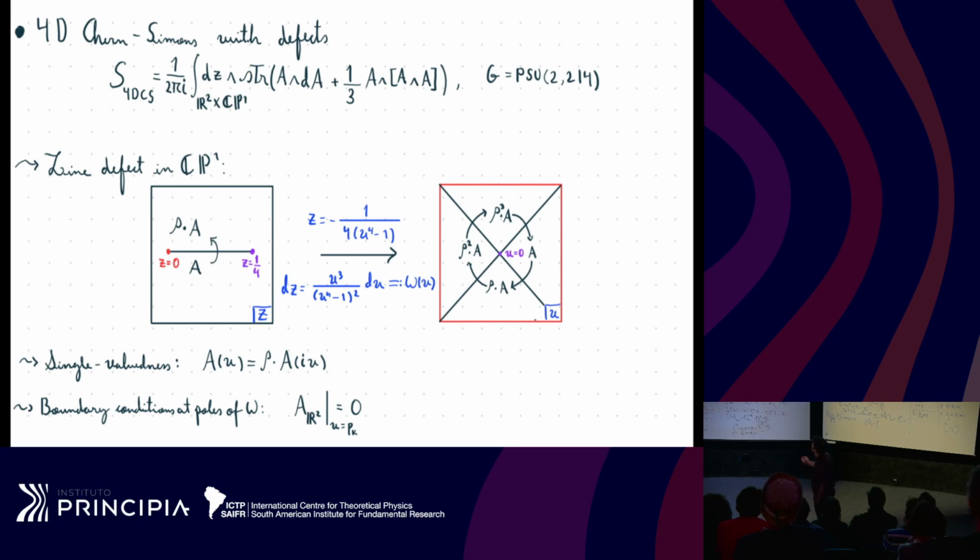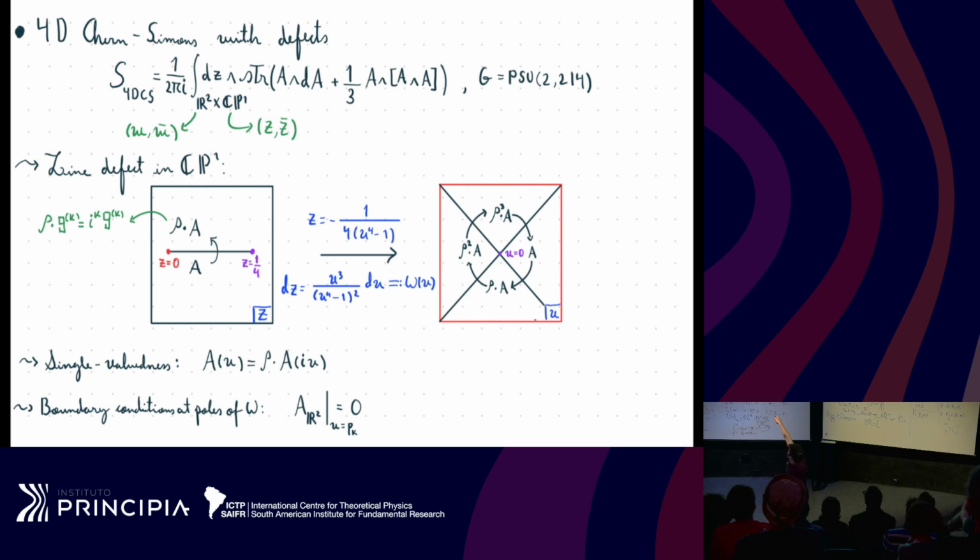Now we define the four-dimensional Chern-Simons theory, and I'm going to tell what defects we need to introduce in CP1 to construct the desired model. So it is just a usual Chern-Simons action. We have here the Chern-Simons three-form, but since we are integrating in a four-dimensional space, we need to wedge it against a one form. For now, we choose this one form dz. It could be other holomorphic or meromorphic form on CP1. And as a gauge group, we naturally choose PSU(2,2|4).